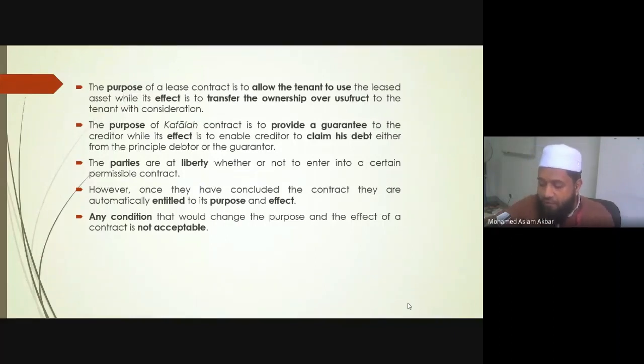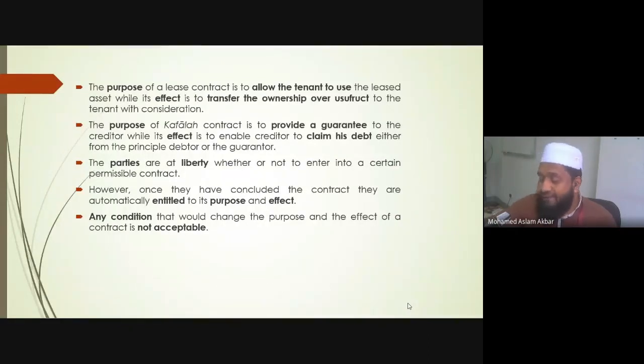You can keep on going. For example, hawala or i'ara. What are the purpose and effect? So you can keep on going in this. There are so many types of contract you can actually put into it. So the parties are at liberty whether or not to enter into certain permissible contracts. Before you enter a contract, you have liberty whether you want to go in or not.